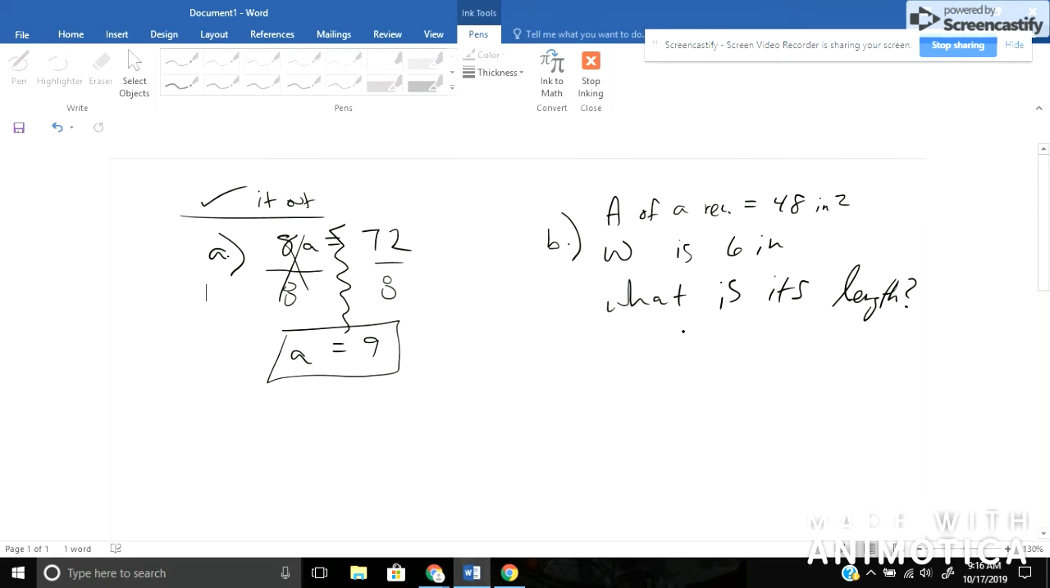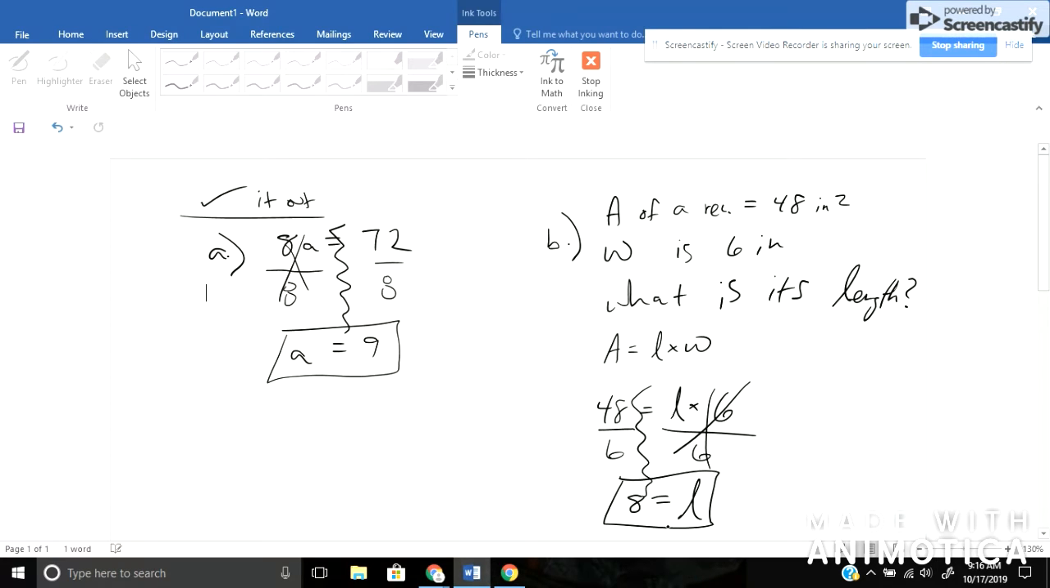And the last one, area equals length times width. I know my area is 48 equals my length, which I don't know, times my width, which is 6. Okay, what's being done to L? It's being multiplied by 6, so I divide by 6 on both sides. And L is all alone, or isolated, now. And 48 divided by 6, well, 6 times 8 is 48. So my length would be 8 inches, and inches for a label. Okay? So hopefully you did all right on those.